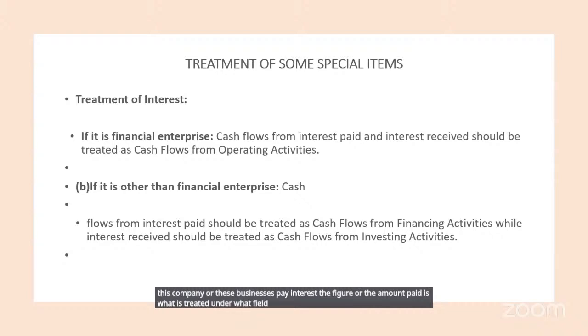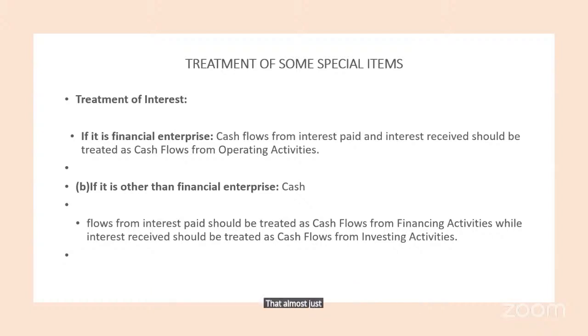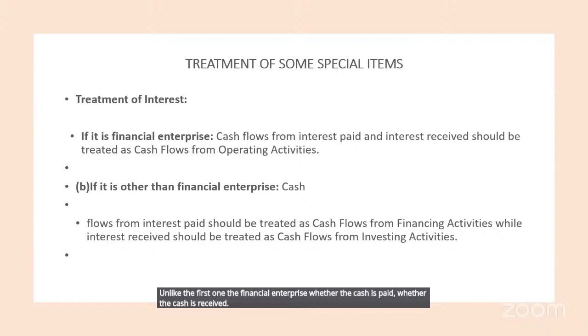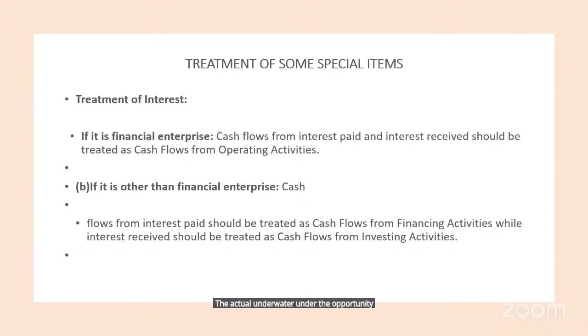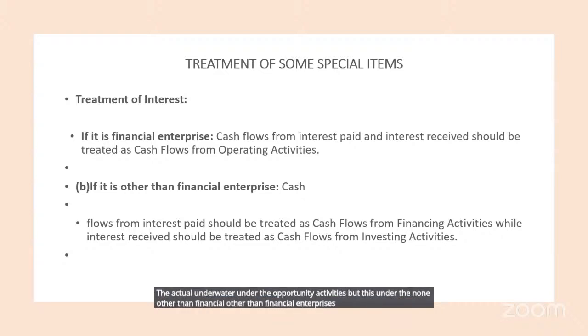But when they receive interest, that amount is treated as cash flow from investing activities. There's a distinction here. Unlike the first one, the financial enterprises, whether the cash is paid or received, are treated under operating activities. But for enterprises other than financial enterprises, when they pay interest, that item is treated as financing activity. But when they receive interest, it's treated as investing activities.